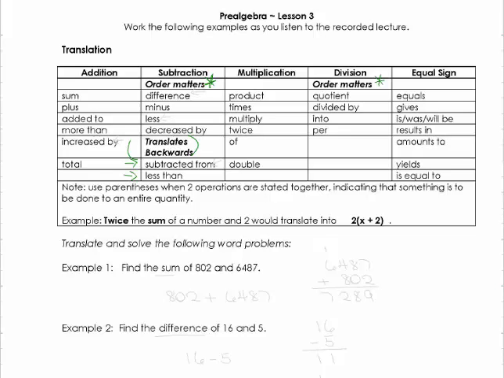We say twice, well, that means multiplication. Sum means addition. And when I put them together, I have to separate them with parentheses. And that means I'm going to take twice the, and we put sum in parentheses. In other words, we're going to double whatever is inside those parentheses. Let's take a look at some that we can translate fairly easily.